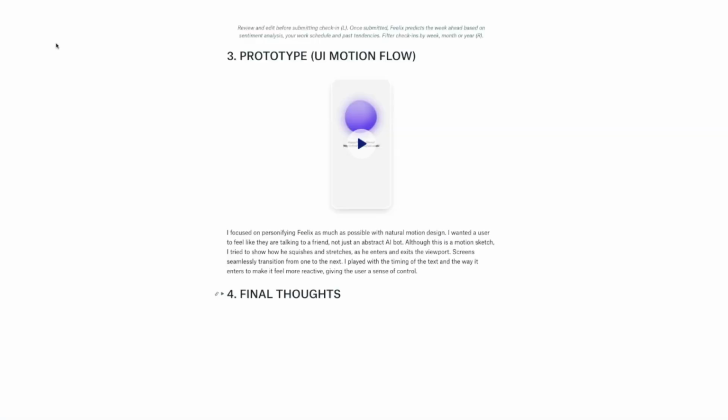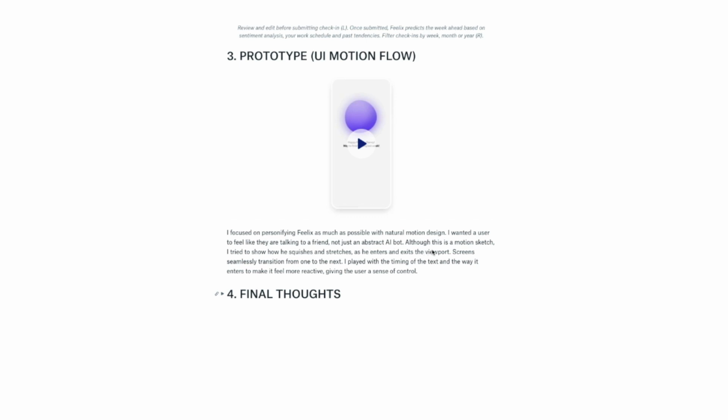So once all the visual design was complete, I brought everything into After Effects to prototype this because there were certain things I really wanted to do that I just wouldn't be able to do in an interactive prototyping tool like Principle or InVision Studio, specifically around how to personify Felix. And I'll show you how to do that. But basically my goal through the motion design, and I said that right here, is I wanted a user to feel like they were talking to a friend, not just an abstract AI bot.